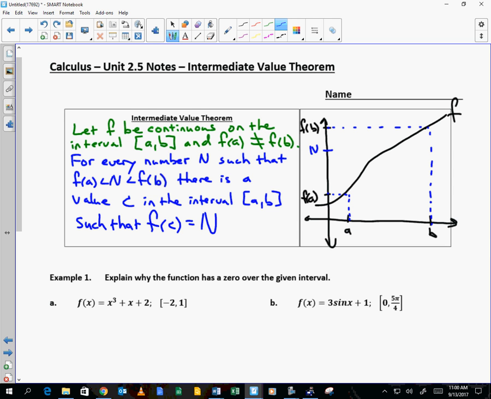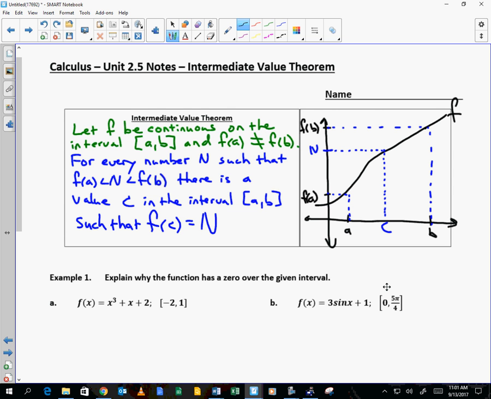What that means is this value n sits between the two y values, right? If it does, then the input value must sit between A and B. Can't sit outside of it, must sit in between it. Okay? Does that make sense that that has to happen? A little bit, but this is based off continuity.